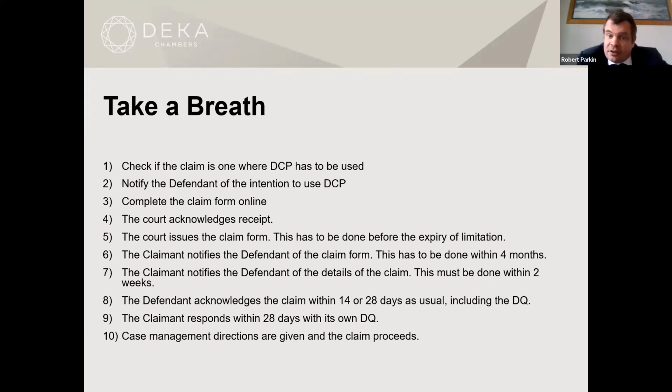The claimant then serves the claim form on the defendant. This must be done within 4 months, and it notifies the defendants of the details of claim. Generally speaking, this must be done within 2 weeks, unless the 4 months would run out sooner. The defendant acknowledges the claim within 14 days or 28 days in the usual way, following an acknowledgement of service. We must include the directions questionnaire with that. The claimant responds within 28 days with his own directions questionnaire. Case management directions are then given, and the claim proceeds. Fairly ordinary directions and allocation should follow from that point, and that's as far as the rules take us.